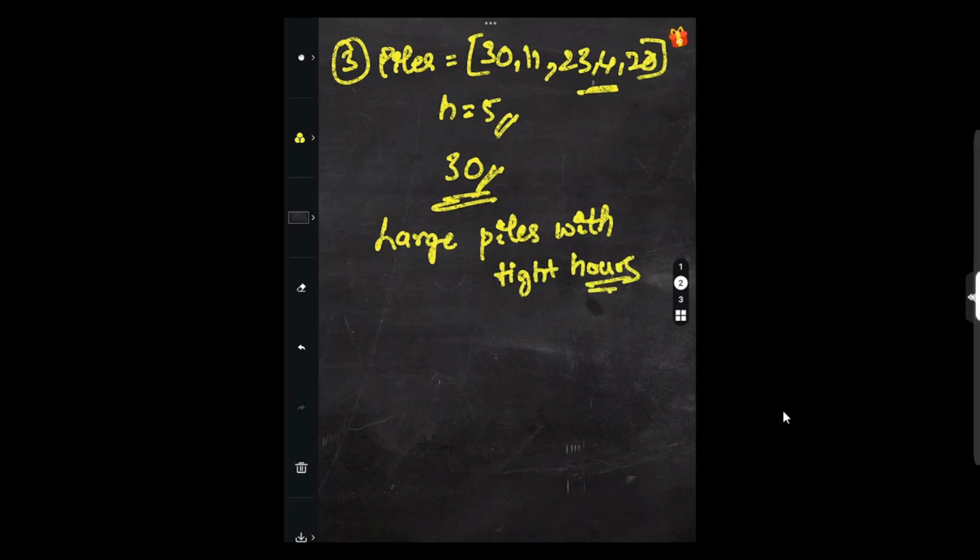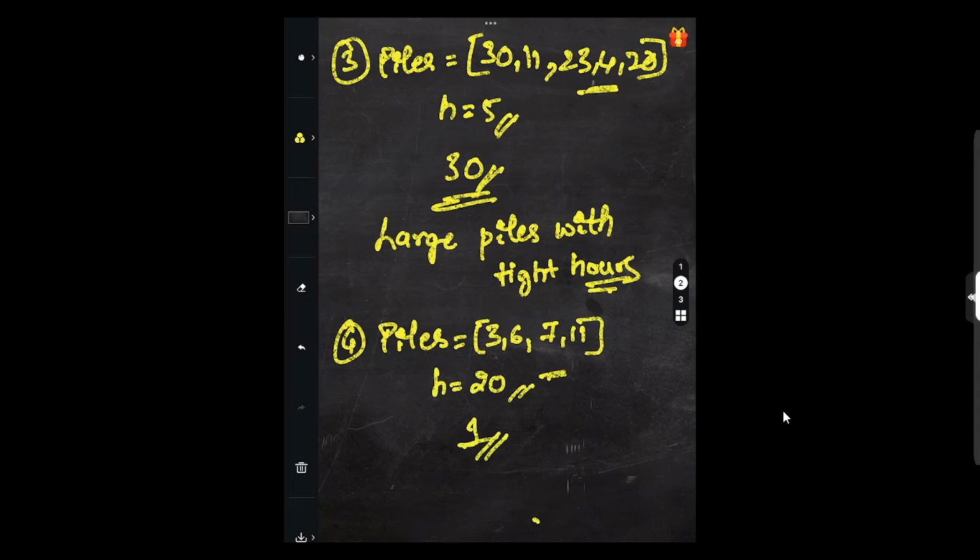And let's move on with the last edge case, multiple piles but plenty of time. For piles of bananas, let me consider 3, 6, 7, 11, and hours, let me consider 20. The output here will be 1. Why will the output be 1? Since there is enough time, the speed can be minimal. As they have given 20 hours and the highest pile is 11, we have enough time, so we can consider 1.